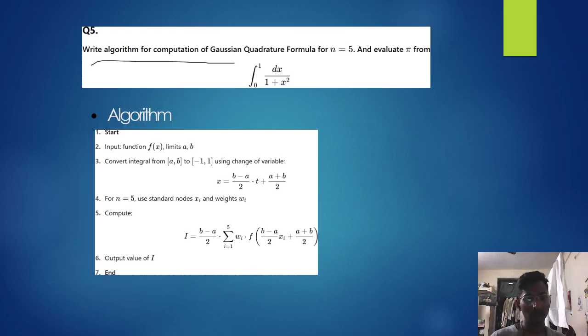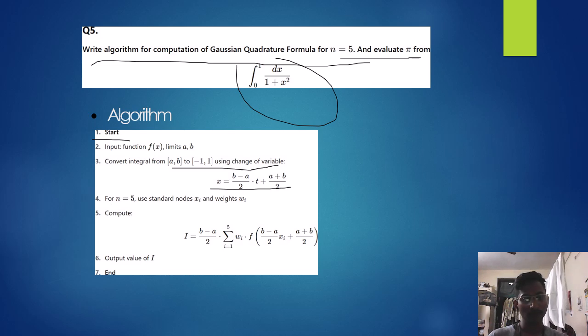The fifth question is to write the algorithm for computing Gaussian quadrature formula for n is equal to 5 and evaluate this. The algorithm is: start, input the function f of x and the limits a, b, and convert the integral from a, b to minus 1, 1 using the change of variable. This is the formula for that. For n is equal to 5, we use the standard nodes x_i and weights w_i. Compute this, calculate this equation, output the value I and print it, and end the algorithm.